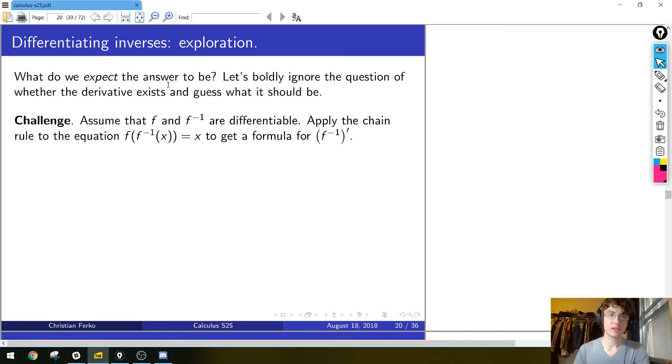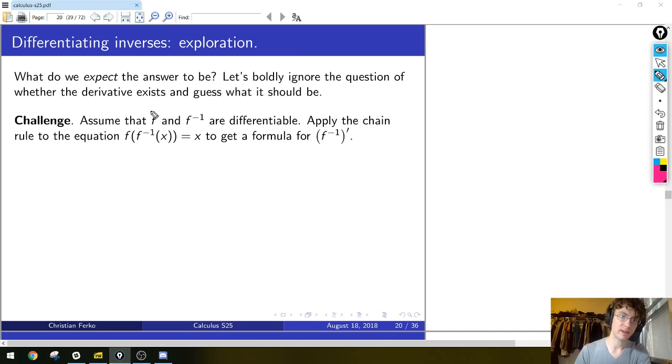Alright, so a challenge for you. This is exploration. This is not a proof. I have to emphasize this doesn't prove anything. We're just going to explore and guess what the answer for the derivative of an inverse function should be, and then once we guess it, we're going to prove that it's right.